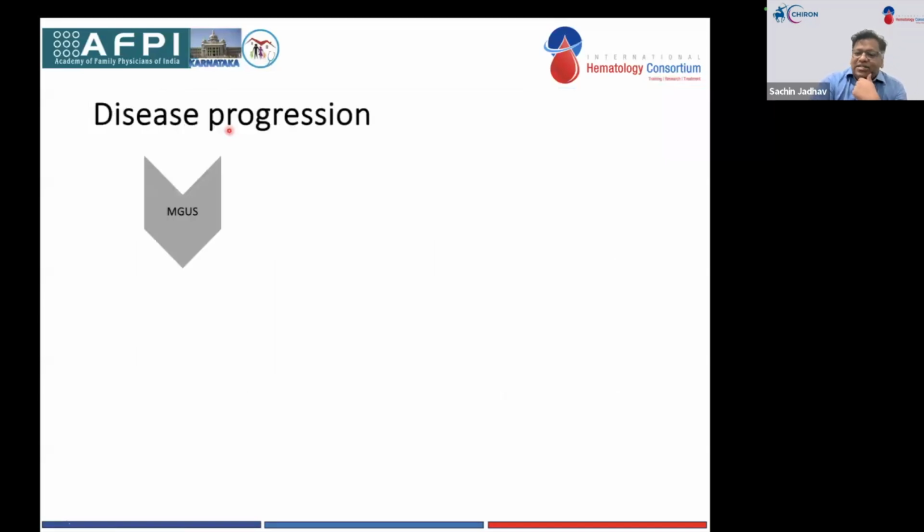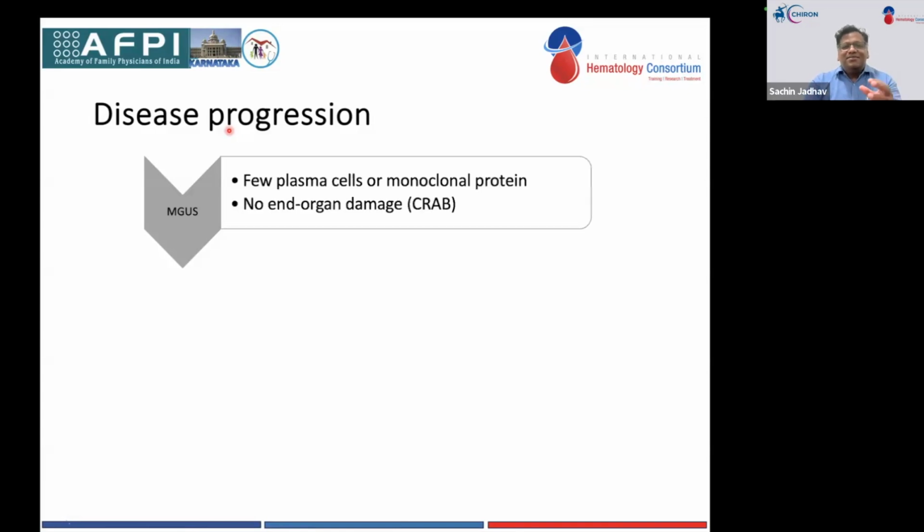Now, multiple myeloma is a very interesting cancer. The reason it is very interesting is, see, plasma cells multiply very slowly. Plasma cells do not multiply rapidly. In acute leukemia, the cancerous WBCs multiply very rapidly, so the patient presents within 3 to 4 months. But in multiple myeloma, these are long living cells. They multiply very slowly. And initially, the patient may have some increased plasma cells, which are monoclonal.